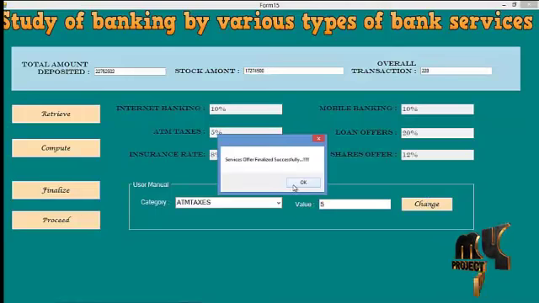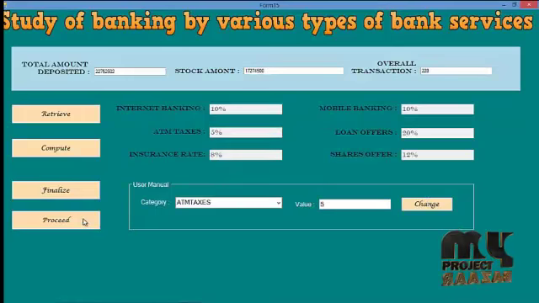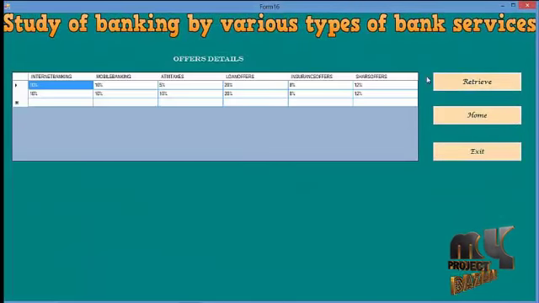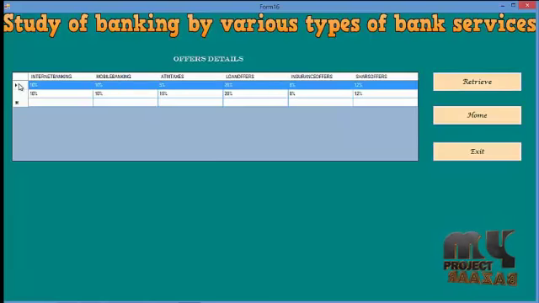After the finalized report is generated, the management people can proceed. Here the topmost record shows the current offers that can be provided for the user in order to maintain the relationship between the customers and the bank.